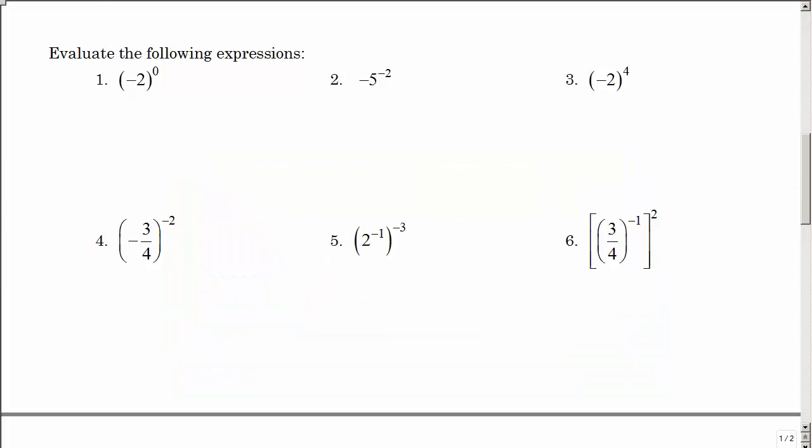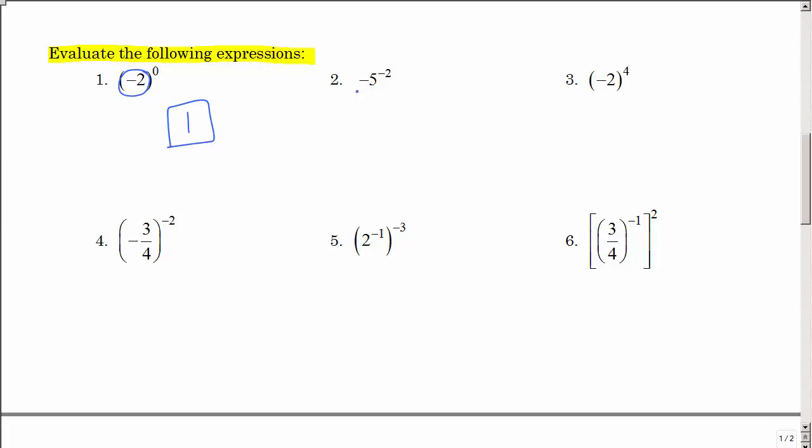So let's apply those rules by evaluating these expressions. And remember, evaluate means we're having a numerical answer. So number 1, what's our base? Negative 2. Negative 2 is the base raised to the power of 0 equals 1.